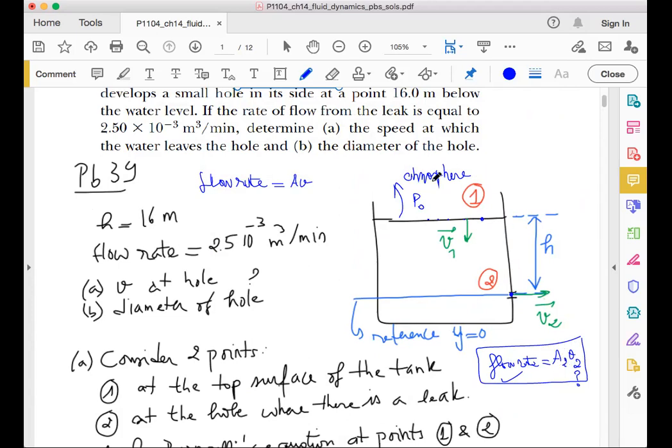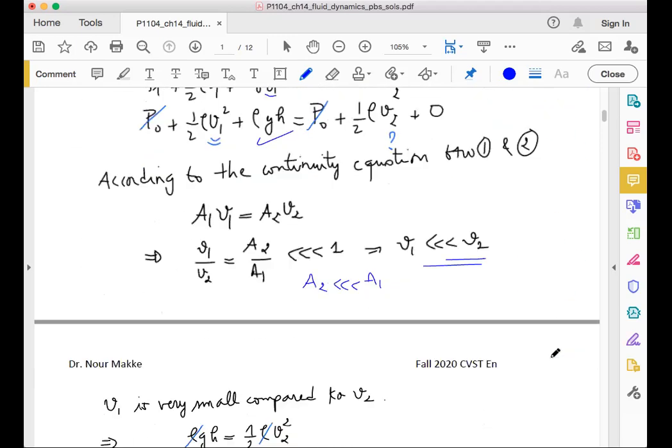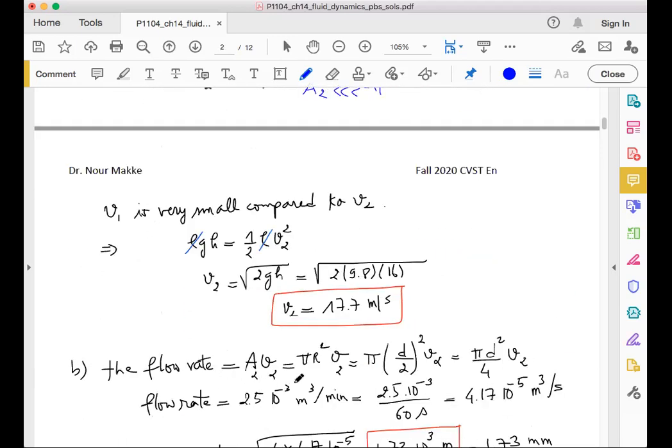And actually in this case, we know the rate of flow at the hole. So we know this value A2 times V2. We know V2, so we can determine A2. So let's write it down. The flow rate at the hole is given by A2 times V2. We are talking about a hole, so this hole has a cross-sectional area. This is a circle, basically, we assume. So it's equal to pi r squared.